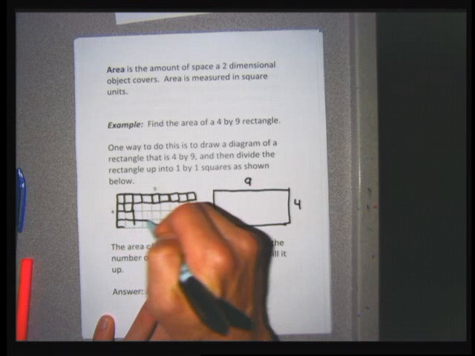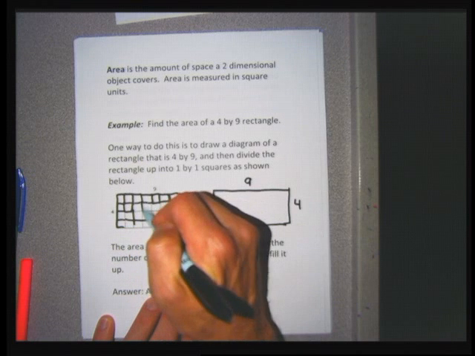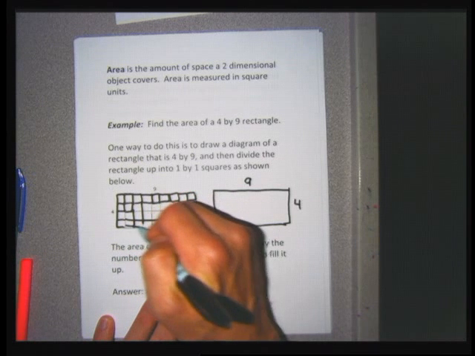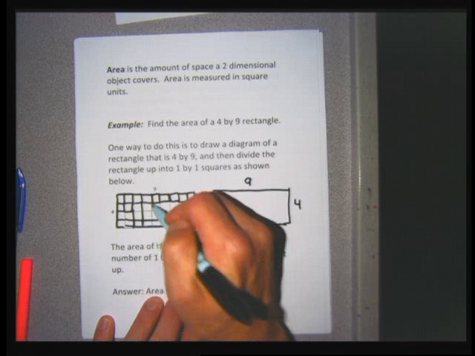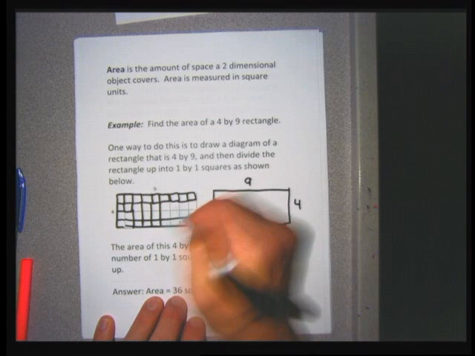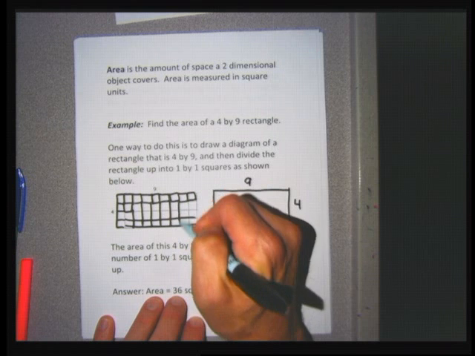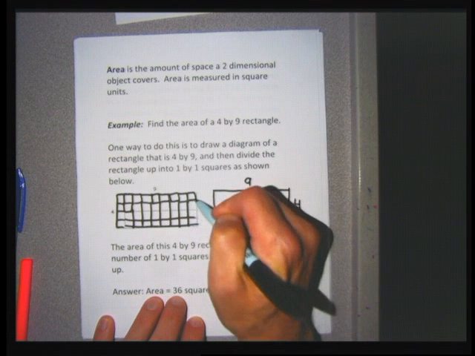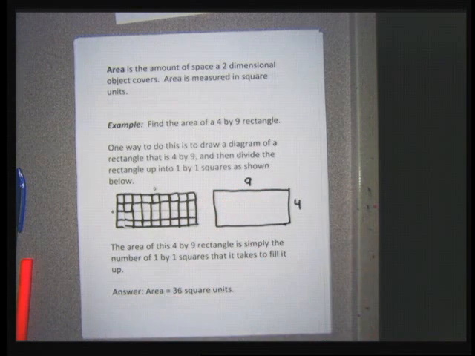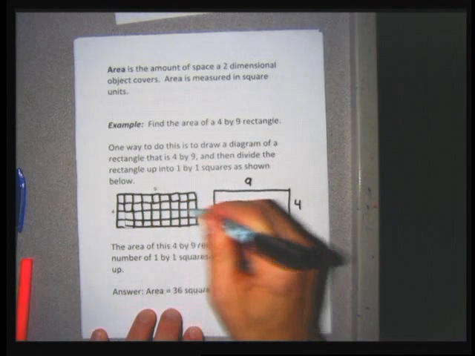So this is kind of stupid doing it this way. This rectangle that's 4 by 9 can be broken up into 36 squares that are 1 by 1. So 36 squares that are 1 square unit each. And so the area of this rectangle we'd say is 36 square units.